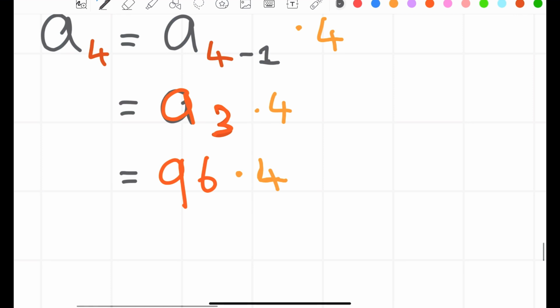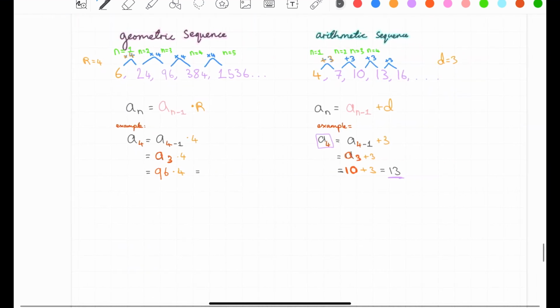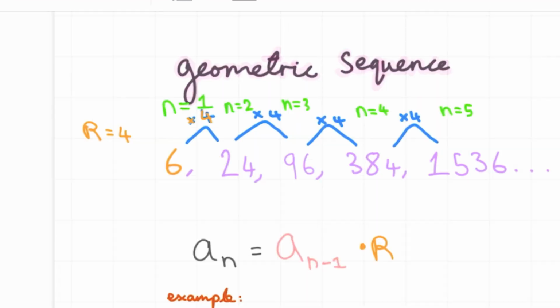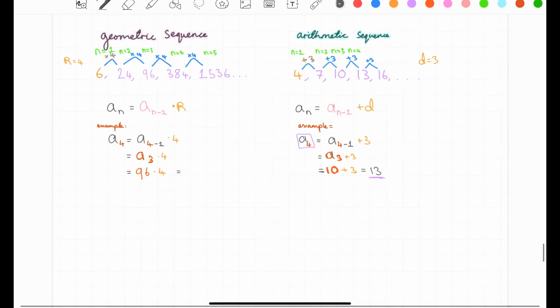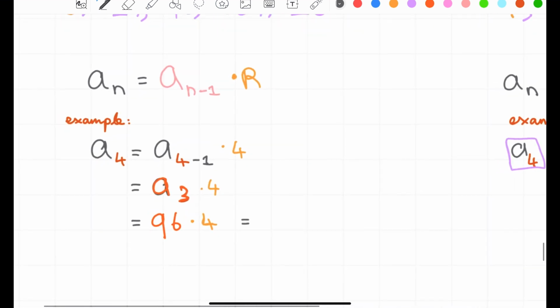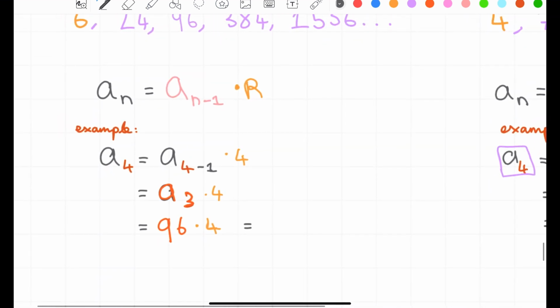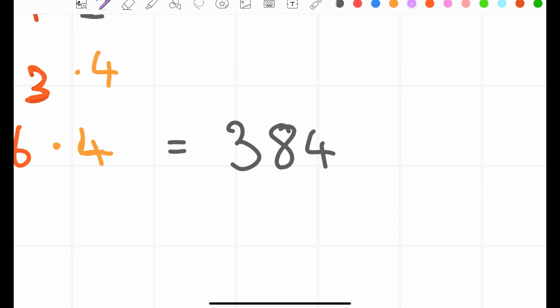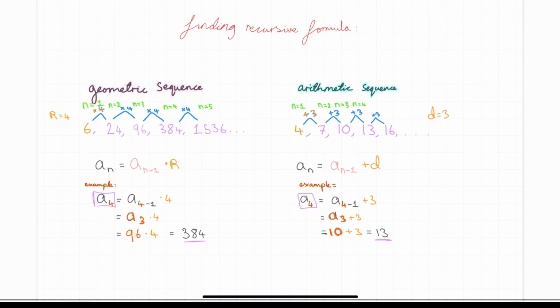So let's verify this one with an example too. A of 4 minus 1 means that we're finding the value of the third term instead, because 4 minus 1 equals 3, and A of 3 is the value of the third term. So the third term in the sequence is 96. If I multiply that by 4, which is our common ratio, I'm left with 384, which is the value of the fourth term. And there you have it, finding the recursive formula for both types of sequences.